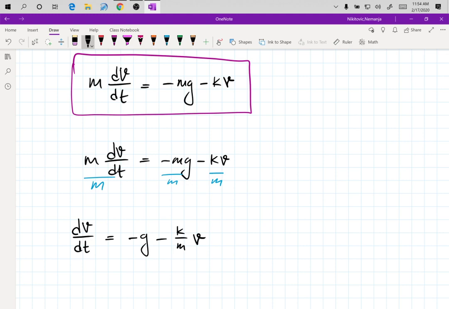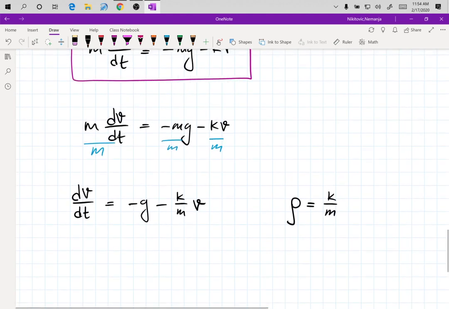Now, I have to follow the notation in a book, so I have to look. They're using a rho for this value here. So, rho is equal to k over m. Now, m is always a positive number because it's a mass. You cannot have negative mass. K was also a positive constant.